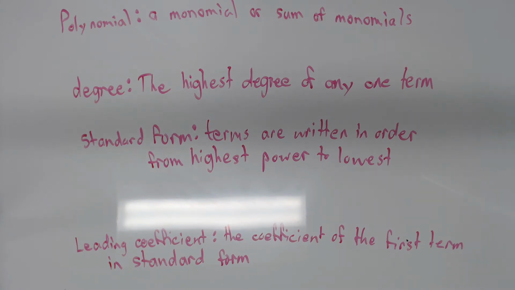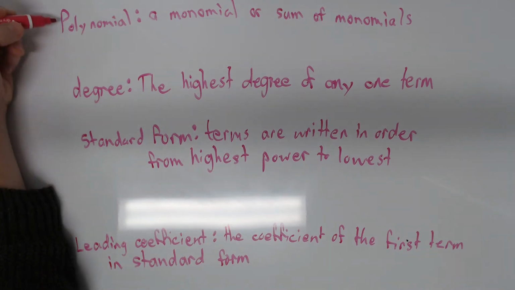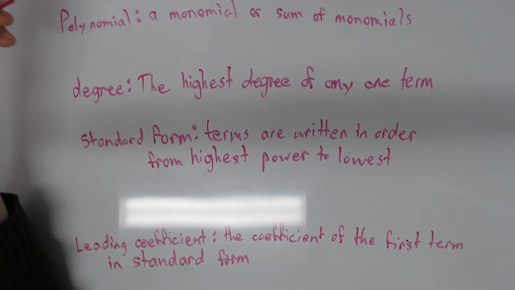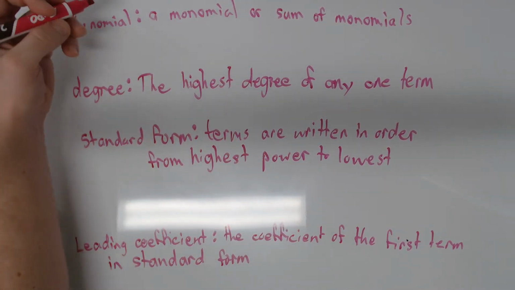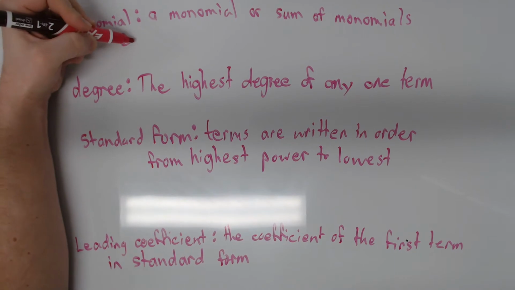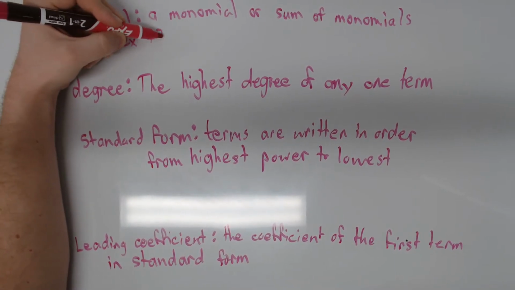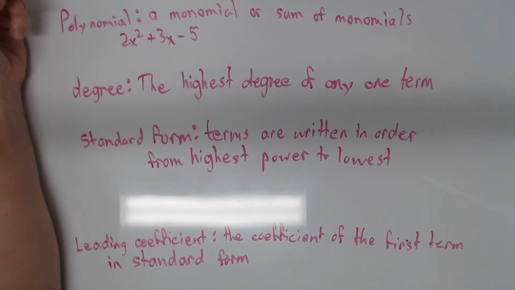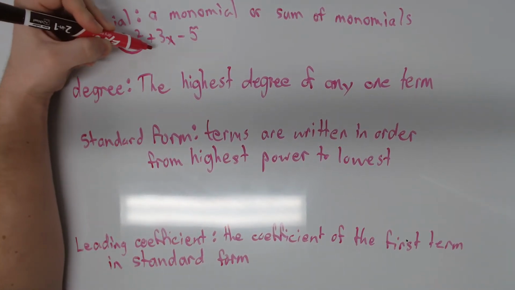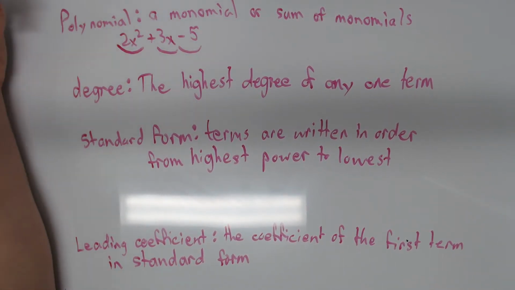Bunch of vocab on this page. It'll come together pretty quick once I do an example, so I'll just read through this. A polynomial can be one monomial or a sum of monomials. So when we see something like 2x squared plus 3x minus 5, this is a polynomial, and each of these is one monomial, one term of the polynomial.